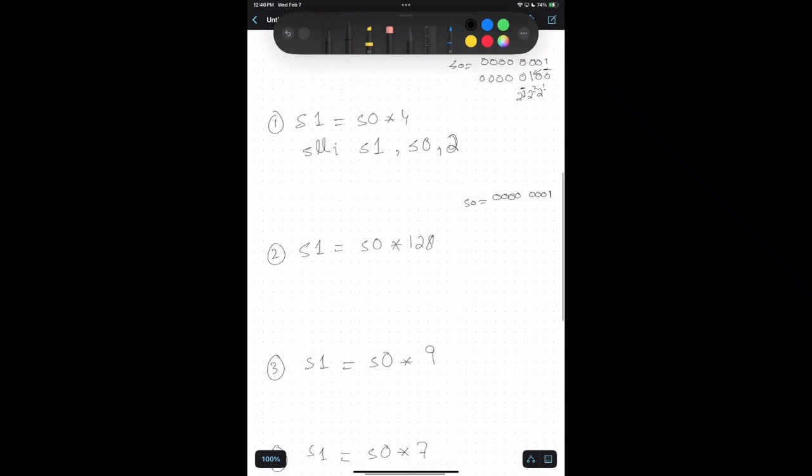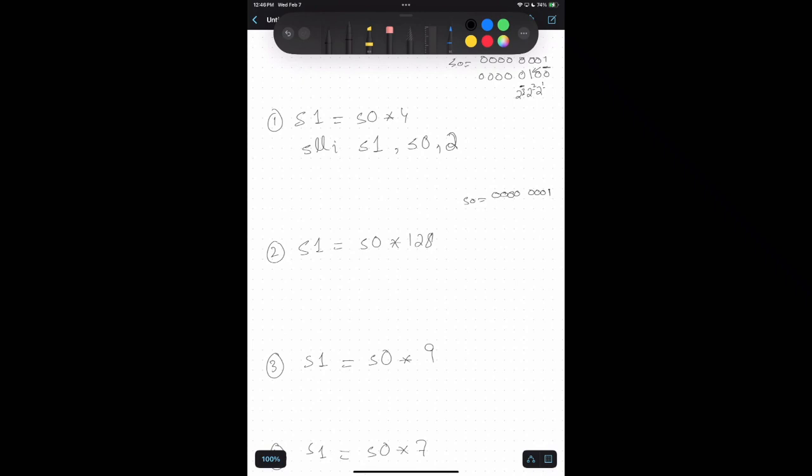And when you have to multiply this value by 128, how many times do you need to shift? 1, 2, 4, 8, 16, 32, 64, 128. So we need to shift how many times? 1, 2, 3, 4, 5, 6, and 7. So we can simply write SLLI, S1, S0, and 7.